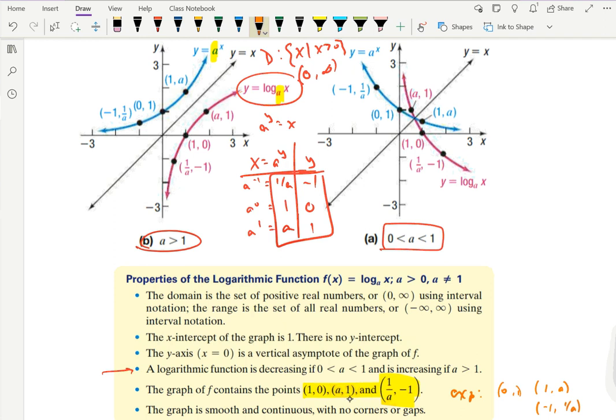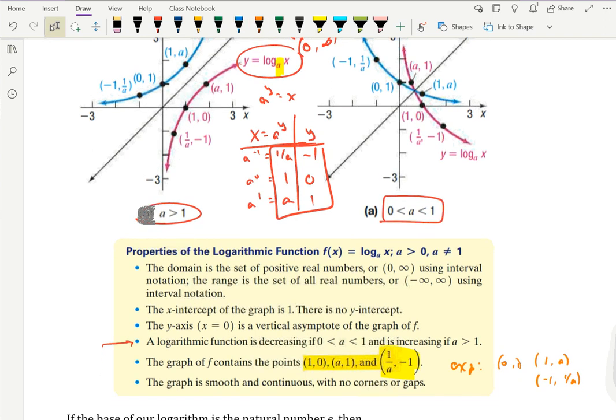Again, it shows us that it follows the properties: the logarithmic function and the exponential function are inverses of each other. And this graph is also smooth and continuous. We have no corners and no gaps. So those are the properties of the logarithmic function.